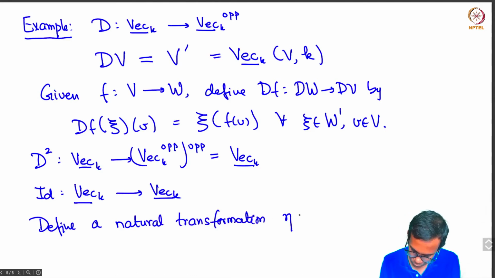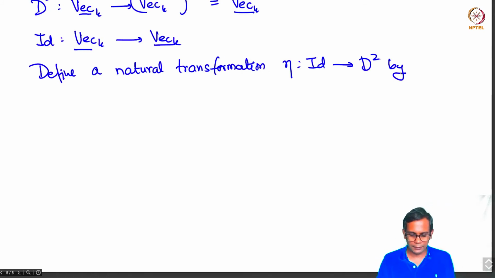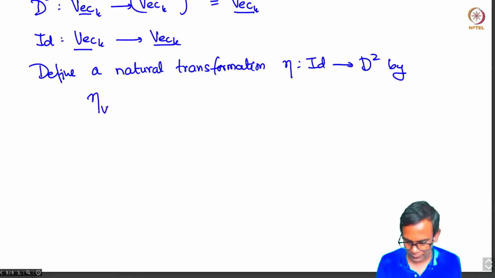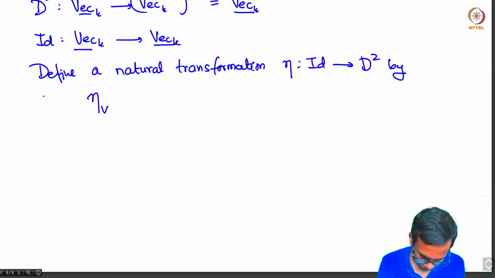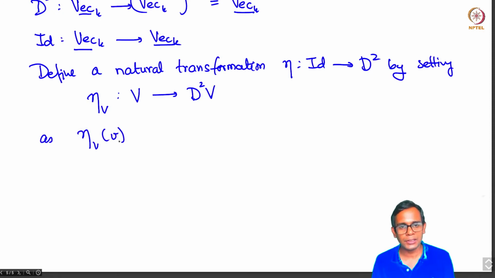So eta is going from the identity functor to D squared. And so what I need to do is, for every object V, I need to define eta subscript V. So eta V should go from V to D squared V. So eta V takes a vector V and it gives us a linear functional on dV.